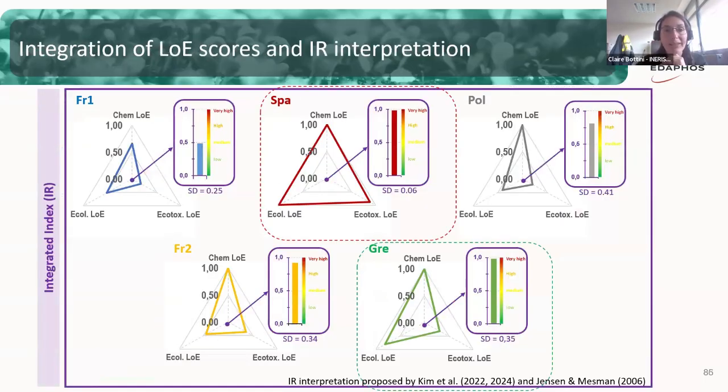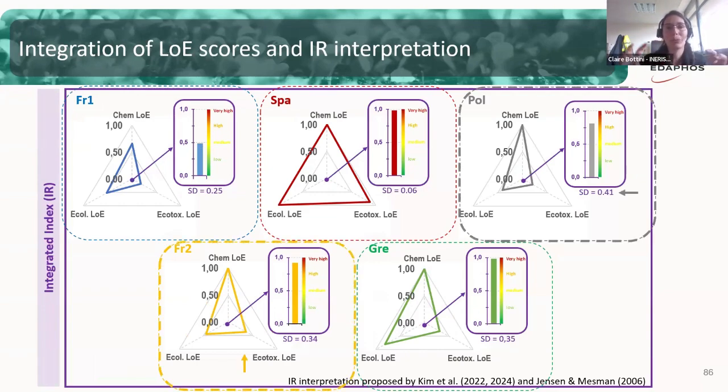And this last result slide is for the integration of results. Once we combine the chemical, ecological, and ecotoxicological lines of evidence into this integrated 0 to 1 value, this is the kind of result we have, where once again different sites will react and give different results.